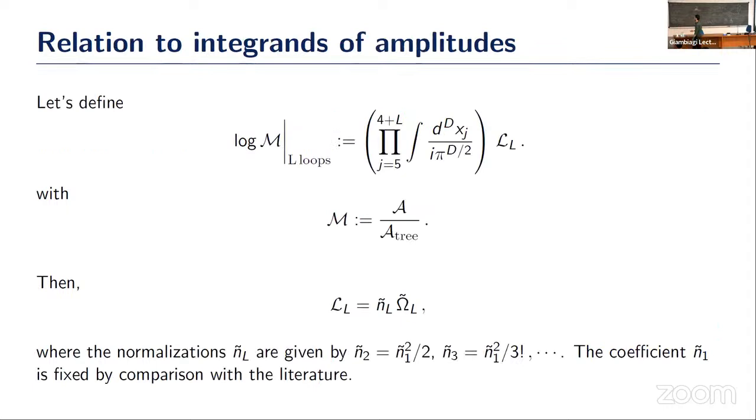To be more precise in this affirmation, let's introduce now the integrand for the logarithm of the amplitude at L loops, as it is here, where from now on I will use the amplitude normalized by the trivial value. And the precise statement is that the integrand for the logarithm of the amplitude at L loops is directly proportional to this omega tilde form. And here the normalization can be fixed by requiring that this integrand satisfies certain limits.